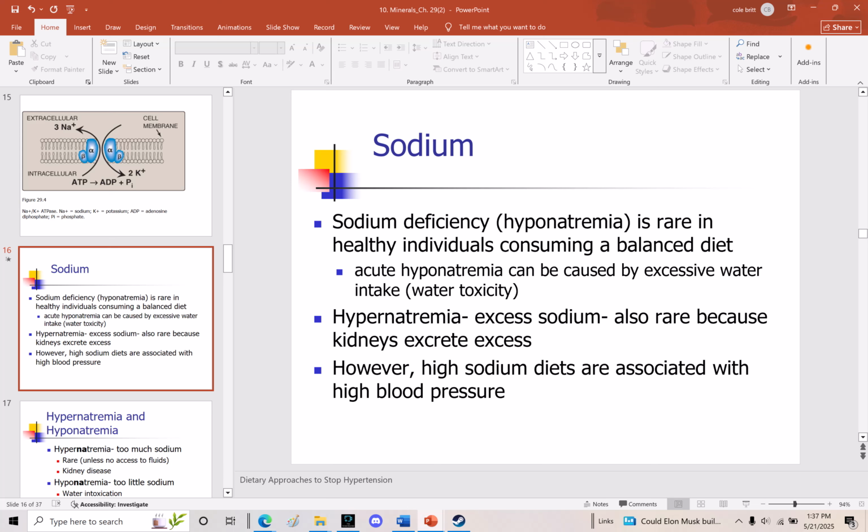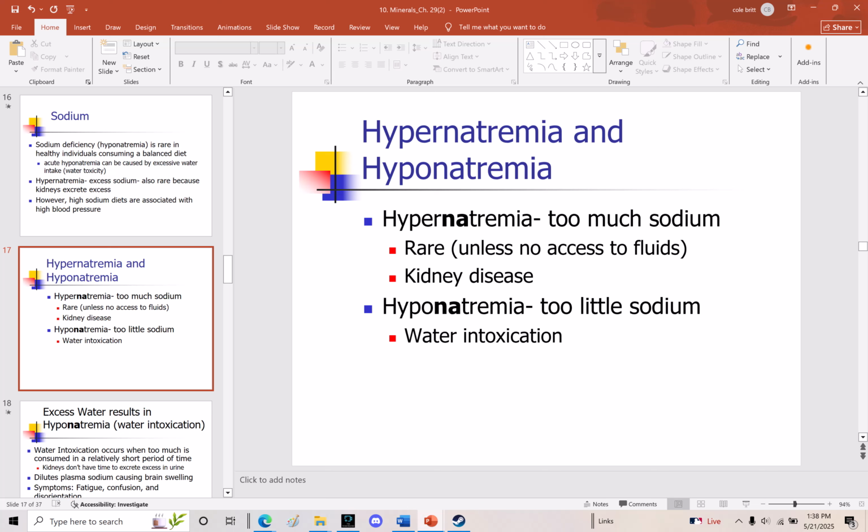All right, so that's hyponatremia. Hypernatremia, excess sodium, is also rare. We don't really see a problem, but it is associated with high blood pressure. So excess sodium in your diet is associated with high blood pressure. And so that's why we tell people if you have high blood pressure or hypertension, avoid high sodium foods. So hypernatremia, too much sodium, is rare, unless you have kidney disease. And this is basically because you consume too many chips. But it's not really a problem because your kidneys are really good at excreting excess sodium. But it is associated with hypertension.